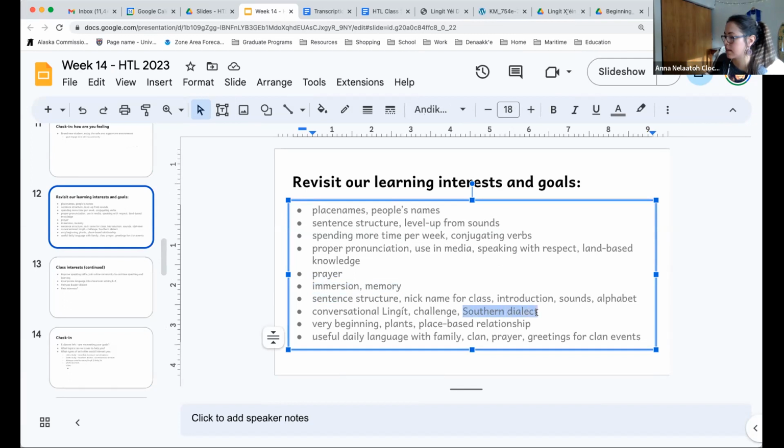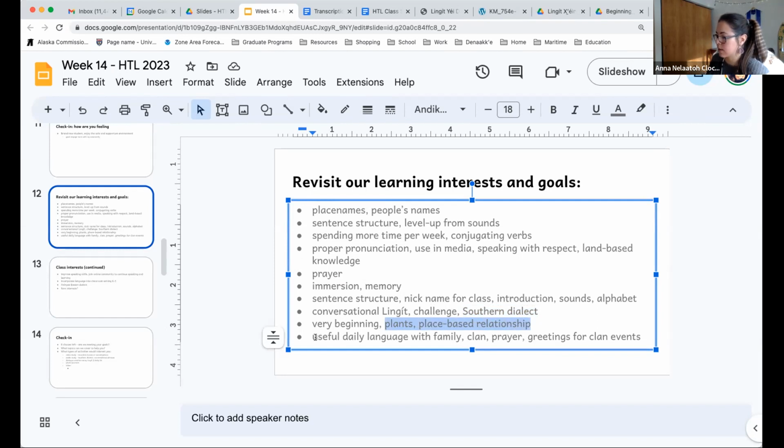Here we have Southern dialect, and this was mentioned earlier. In another class I teach with Shirley Kendall, we worked on a recording by, what is her name? Denny. She's a Denny from Saxon. We started to transcribe and translate that recording. I could totally bring that into our next class as a class activity, since you guys seemed like you were into that. Let's see what else. Yeah, plants, place-based relationship. So yeah, we can talk more about plants.